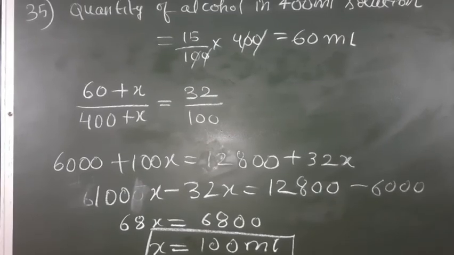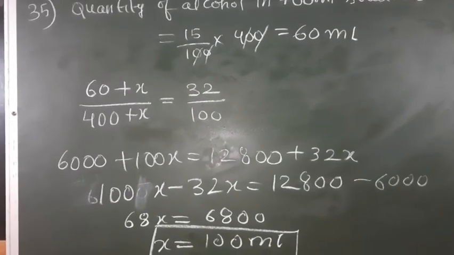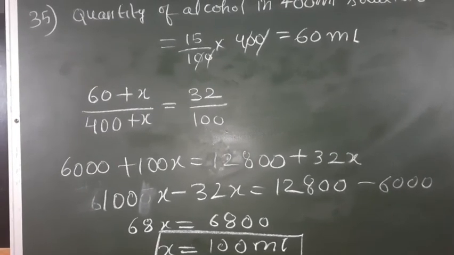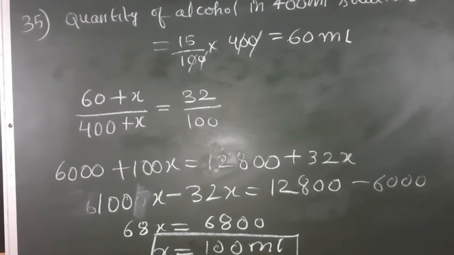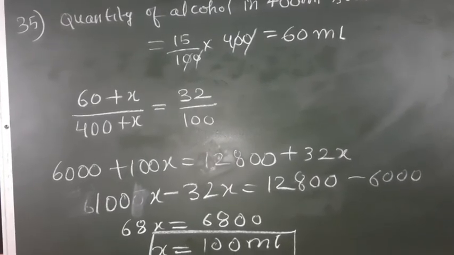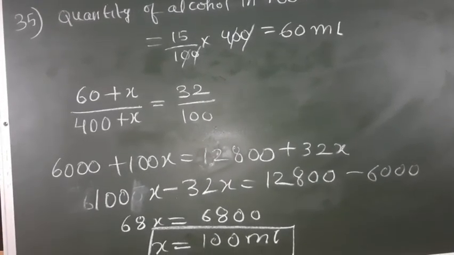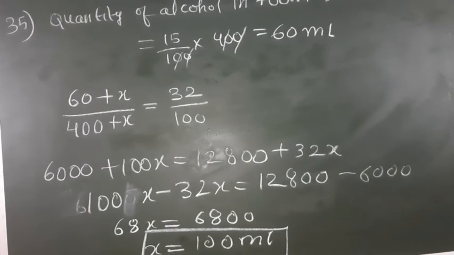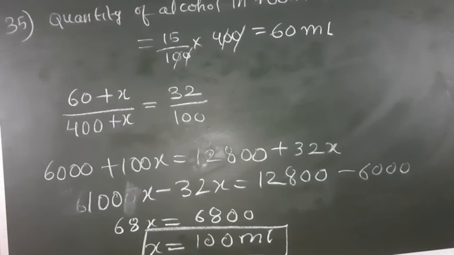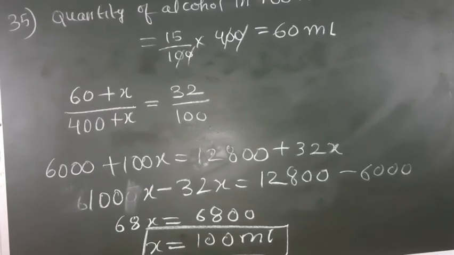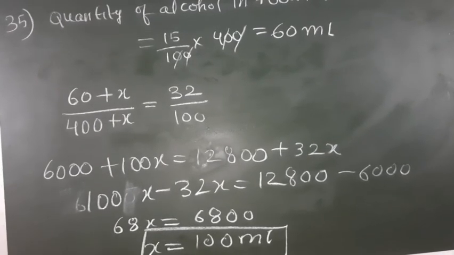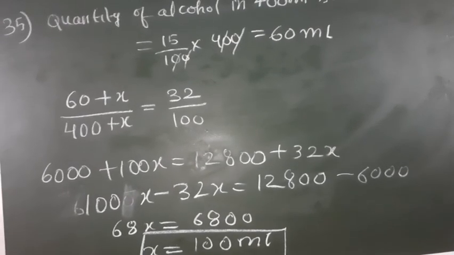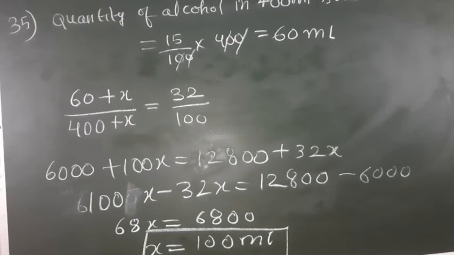and on the right hand side 12,800 minus 6,000. So when you subtract 6,000 from 12,800 you will obtain 6,800 and 100 minus 32 is 68x. So 68x is equal to 6,800 and once you divide it by 68, 68 ones are 68 and 0 0. So 68 zeros are 0, 68 zeros are 0. So the quantity of alcohol to make the solution 32% is 100 ml. 100 ml should be added to the solution to make the quantity of alcohol in the solution 32%.